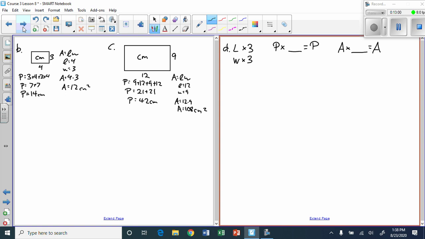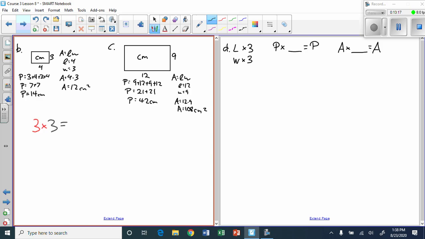Question D wants us to analyze these. It says the length and the width of the rectangle in C are 3 times the length and width of the rectangle in B. So what they're saying is 3 times 3 equals 9. And 3 times 4 equals 12.